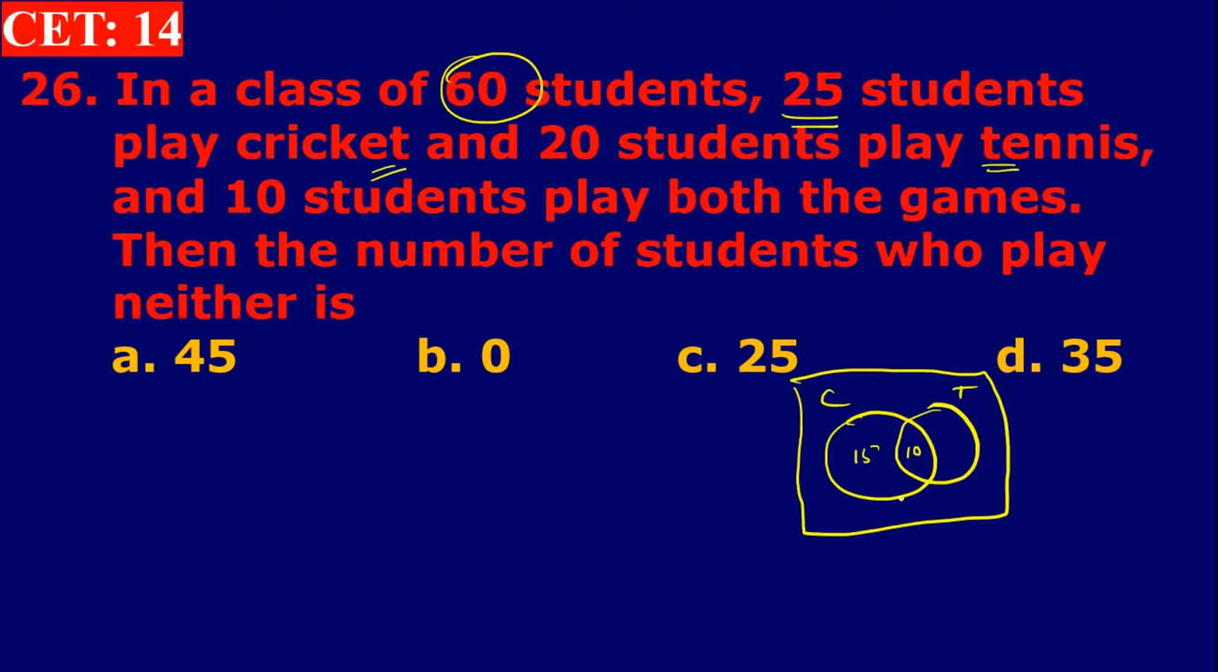Next we find tennis players. Total tennis players are 20. Already 10 is written here, so remaining is 10. Now when we count this, we get 10 plus 10, 20, 20 plus 15, 35. So here totally there are 35 students.